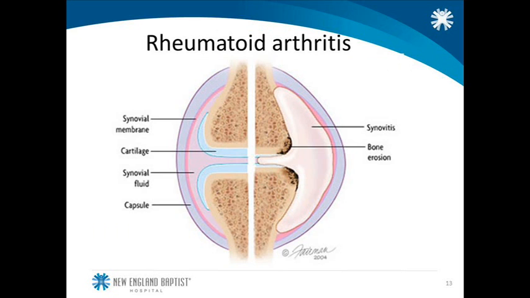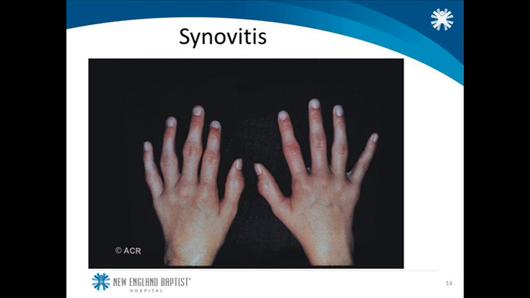Rheumatoid arthritis is a different process. There's synovial inflammation, which can lead to pannus formation that invades the cartilage and the bone, leading to bone erosions and potentially extensive joint damage. This is a patient with synovitis with a more fusiform, boggy or spongy swelling, most prominent at the PIP joints.